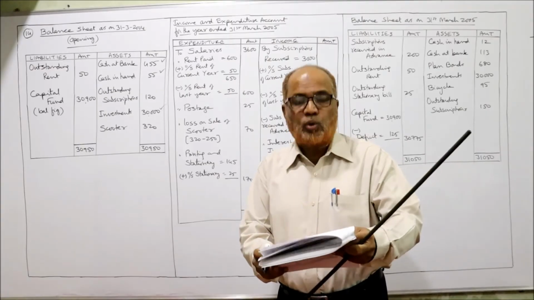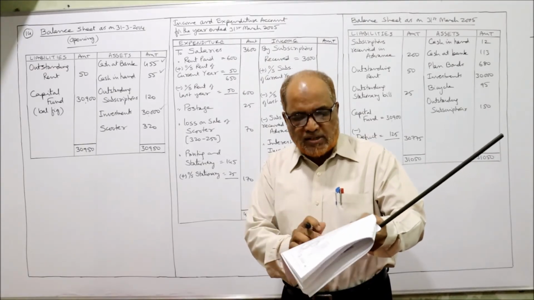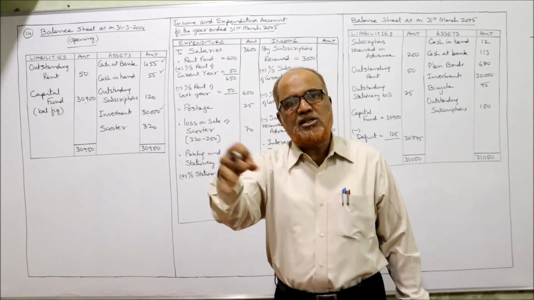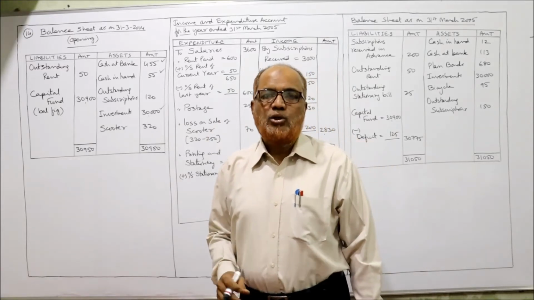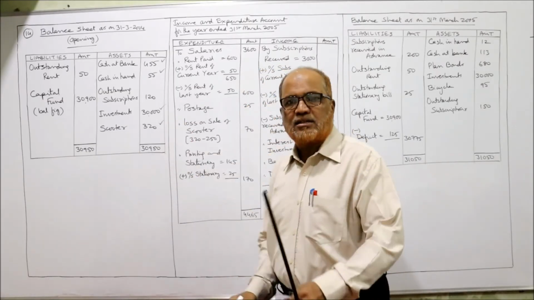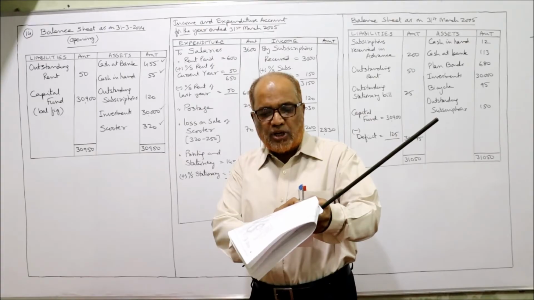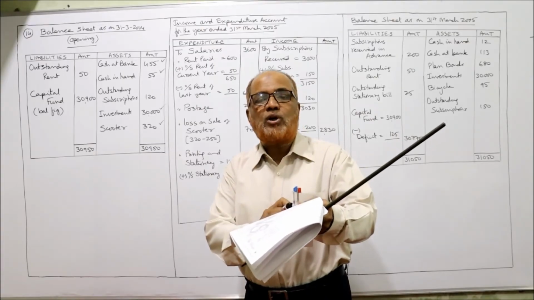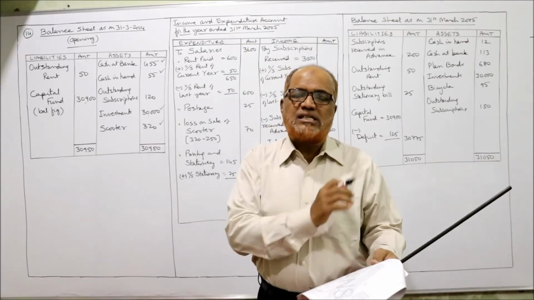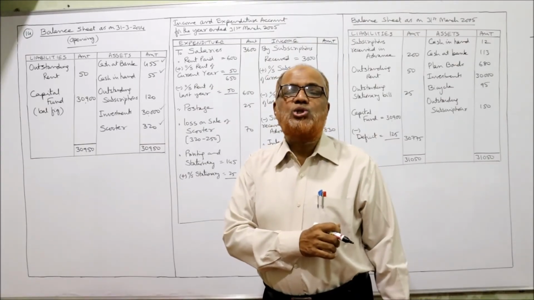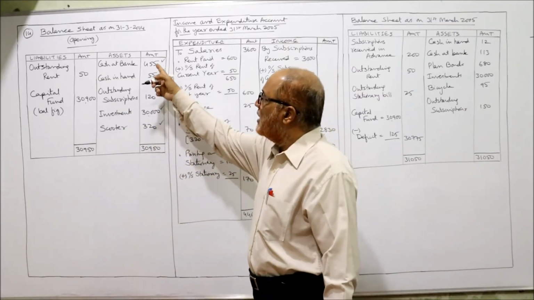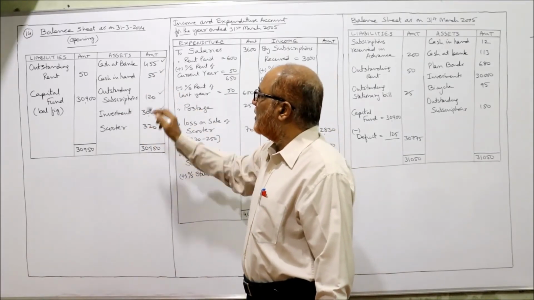Now come to the scooter. Last year the scooter was there, 320 rupees. During the current year this 320 rupees scooter is sold for 250, right? So the scooter value was 320, and that is also an asset. Next one is subscription: it includes 120 rupees for 2003-2004. 2003-2004 means last year. So last year there was outstanding subscription 120. So here you can see outstanding subscription 120.